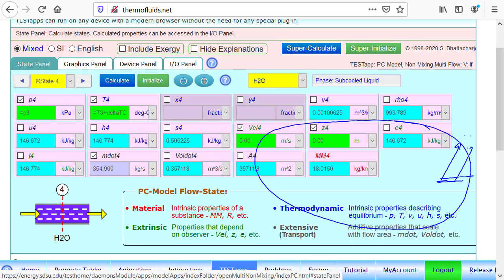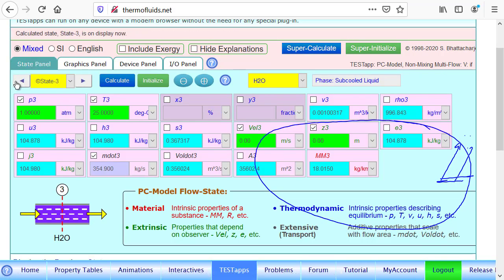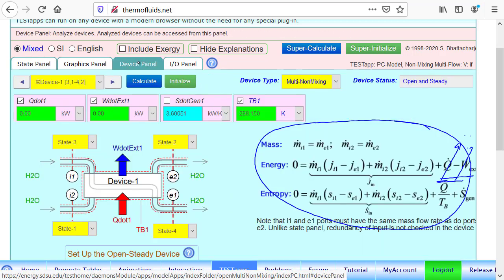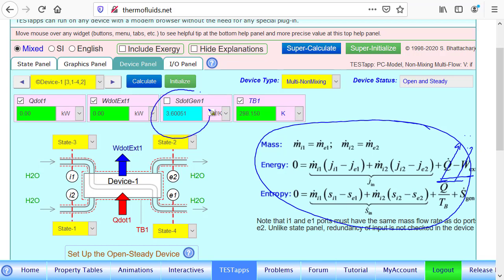So now we go back and take a look. Yes, if you notice, state 3 mass flow rate has been found. State 4, of course, m dot 4 will be equal to m dot 3, and in the device panel you can see that the entropy generation has been calculated here. So all the answers have been found.